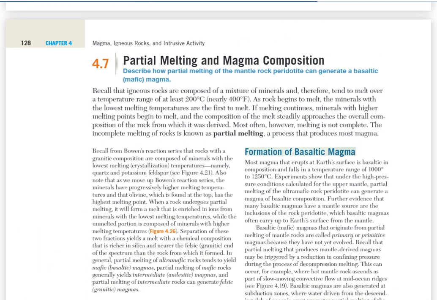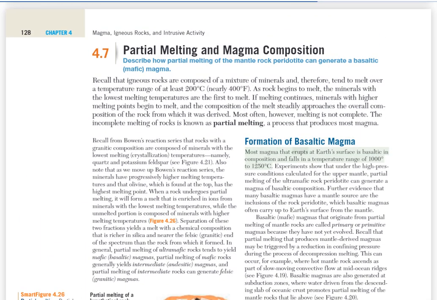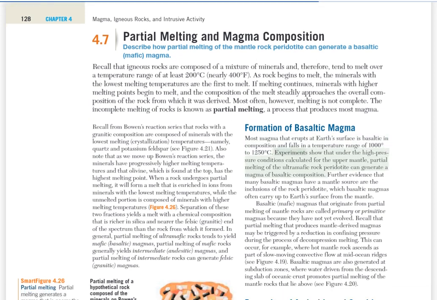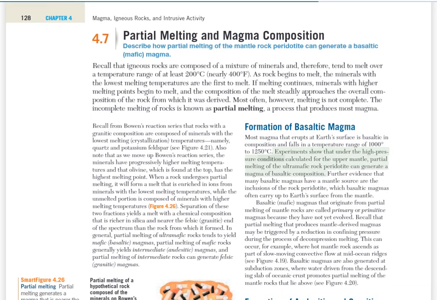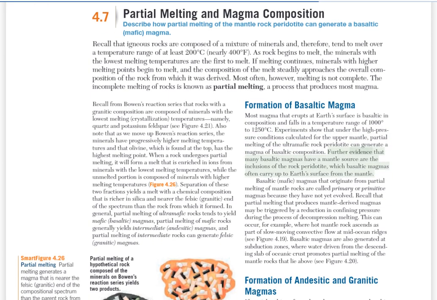Formation of basaltic magma. Most magma that erupts at Earth's surface is basaltic in composition and falls in a temperature range of 1000 degrees to 1250 degrees Celsius. Experiments show that under the high-pressure conditions calculated for the upper mantle, partial melting of the ultramafic rock peridotite can generate a magma of basaltic composition. Further evidence that many basaltic magmas have a mantle source are the inclusions of the rock peridotite, which basaltic magmas often carry up to Earth's surface from the mantle.